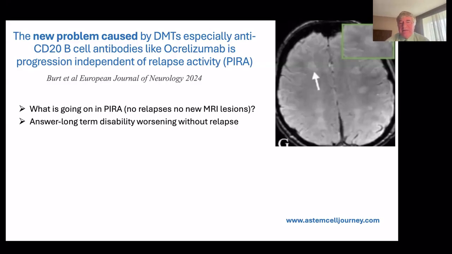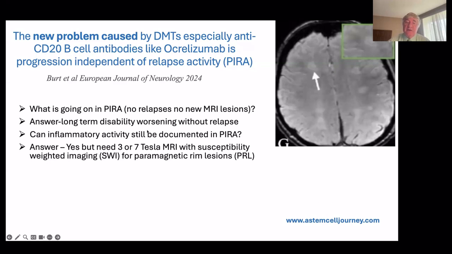But when you wait 5 to 10 years, the patient, after all those very expensive years of ocrelizumab, 5, 8, 10 years later, has progressed into a neurodegenerative disease and is now using a cane or a walker or a wheelchair. That's called progression independent of relapse activity, because they weren't seeing relapses or new MRI lesions. It's most common with ocrelizumab. You can see it a little bit with some others, also Kesimpta, which is an anti-B cell drug. The anti-B cell drugs are very commonly used and generate a lot of money.